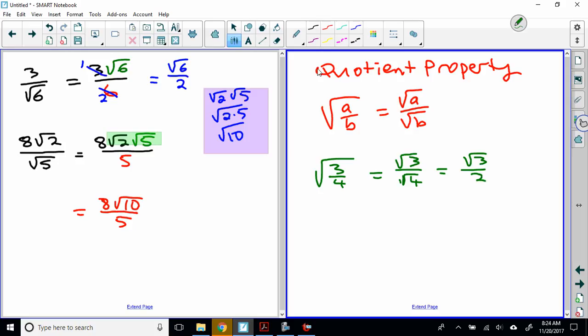Okay. So if we had something like the square root of 9/16, that would be the square root of 9 over the square root of 16. And what would that be? That'd just be 3/4. Good. That would just be 3/4. Okay.